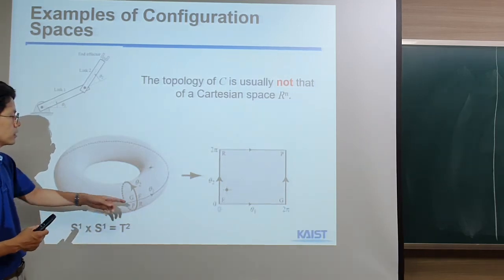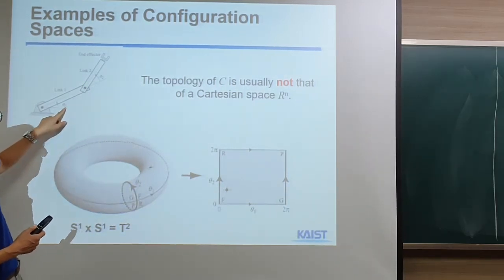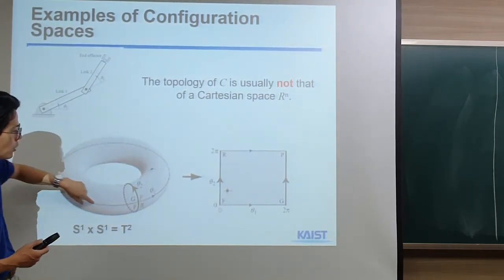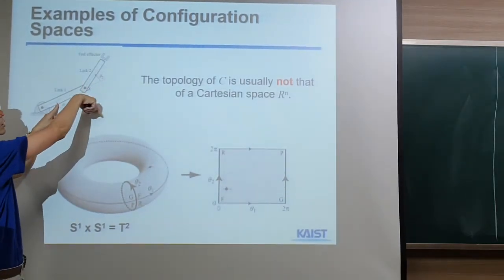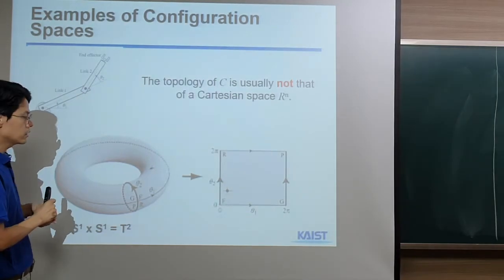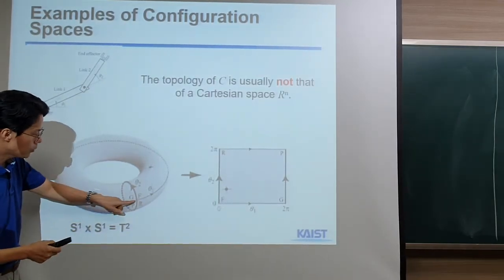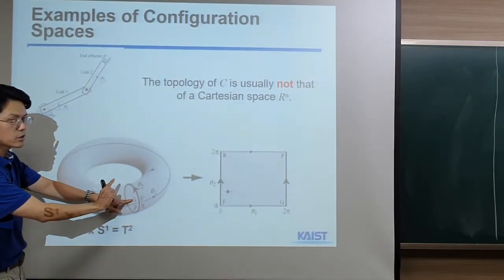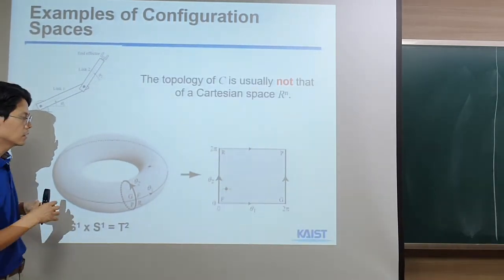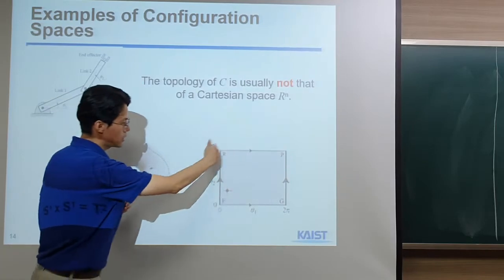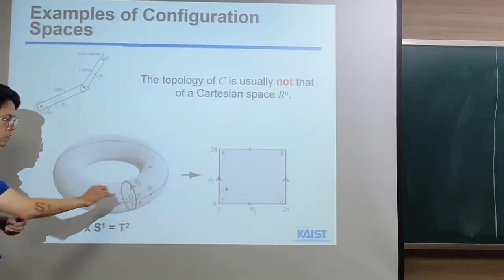So think about it. Basically, we can change theta 1 in that direction, right? There's one circle, right? And then at a particular position, we can also move around this joint through 360 degrees, right? And then at that position, we can also move around here. So actually, when you are looking at the topology of C space, instead of this 2D Cartesian space, you usually have this torus shape.